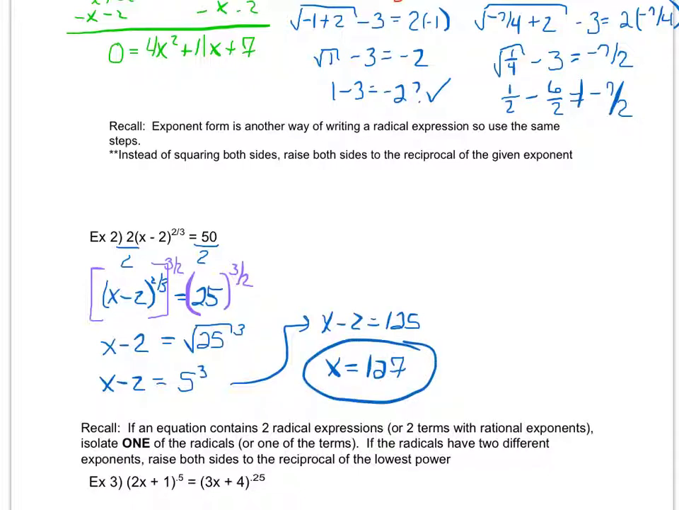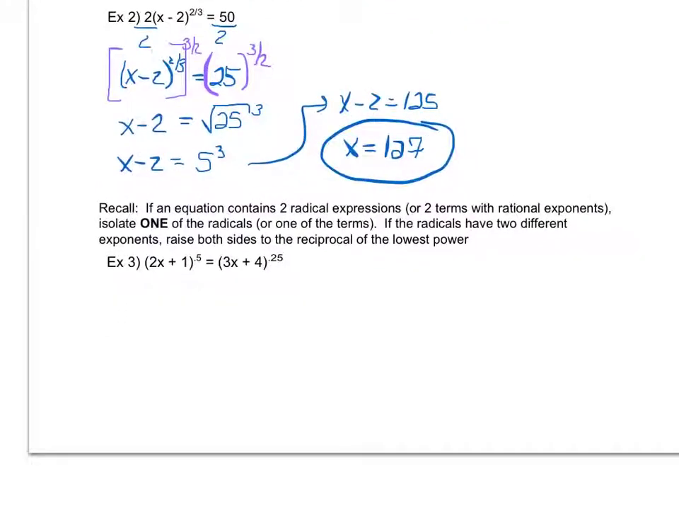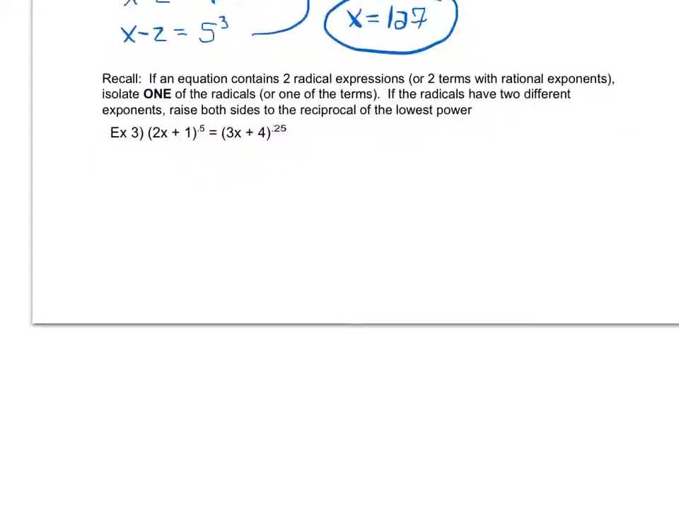And if I wanted to check my result, I would plug that back into my original equation. To keep this video from getting too long, I'm not going to check this one. I'll let you go ahead and do that on your own, though. It does work out. I did check it, just not in the video.